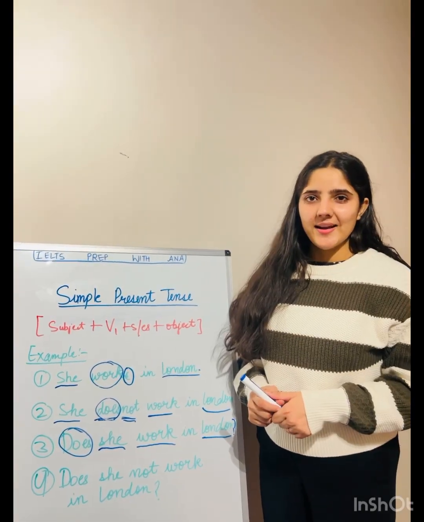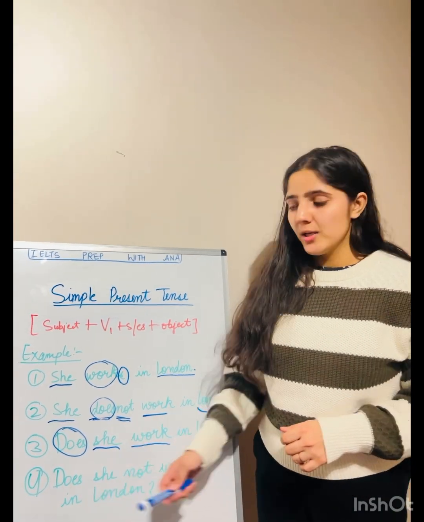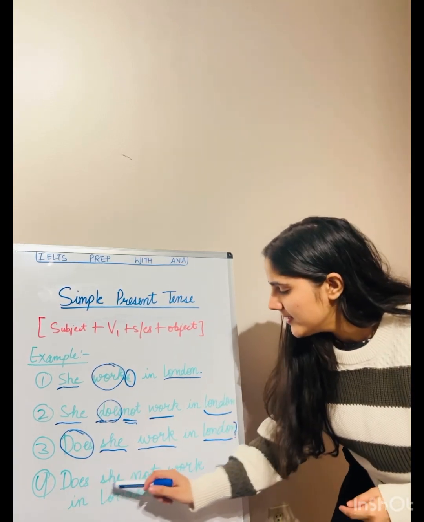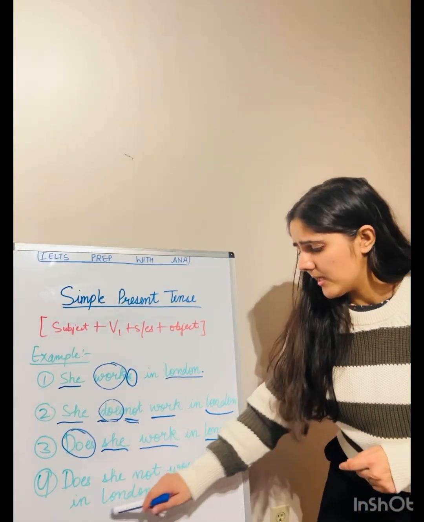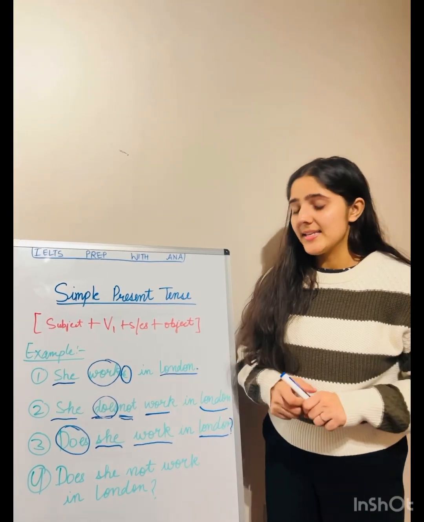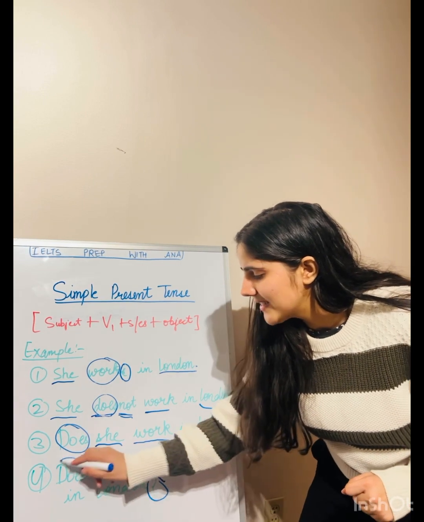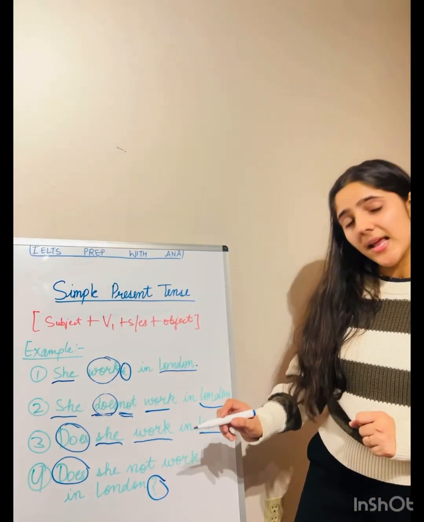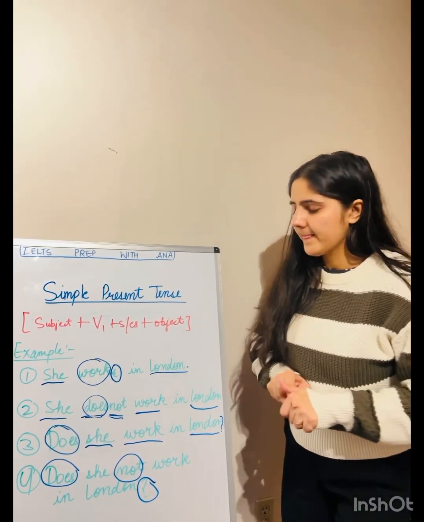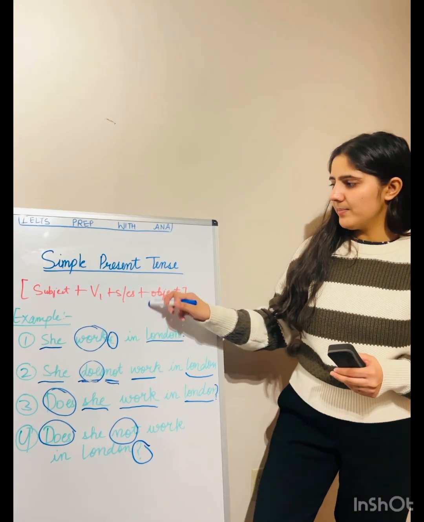Here is another example. This is interrogative negative sentence. So this is interrogative as well as negative. Does she not work in London? So they are also asking, and it's a negative sentence. So for the interrogative, do or does comes first, and then it's a negative sentence, so we will use not. So this is the formula for simple present tense.